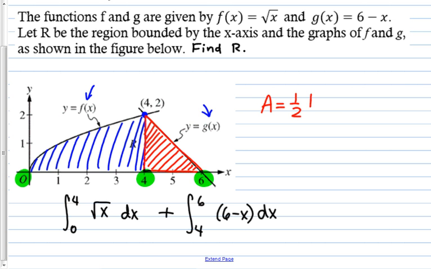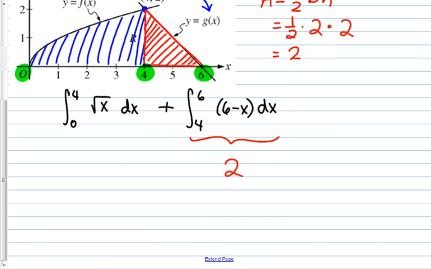And the area of a triangle is 1/2 base times height. So 1/2, the base of the triangle, from 4 to 6, that's 2 units. And the height of the triangle goes up to 2, so that's also 2 units. So 2 times 2 is 4, and half of 4 is 2. So ideally, this integral should equal 2.